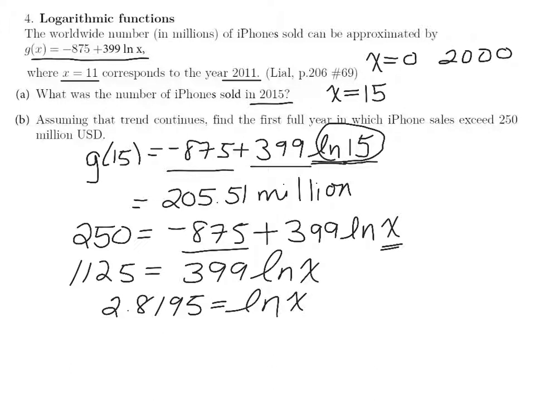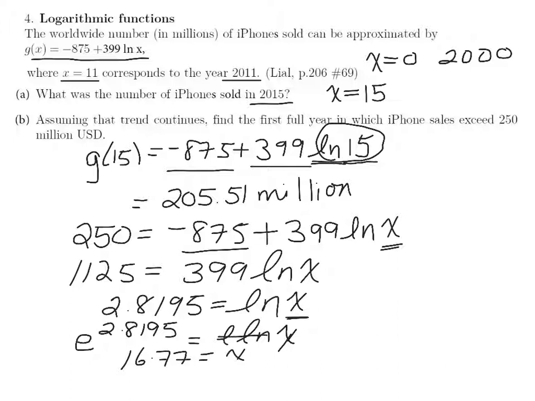Now we need to look at how we're going to get that x out of the ln function. In class we talked about e and ln being sort of inverse operations. So if I raise this side to e, I can have e^(ln x), and those would cancel each other out, and we're left with 16.77 = x.